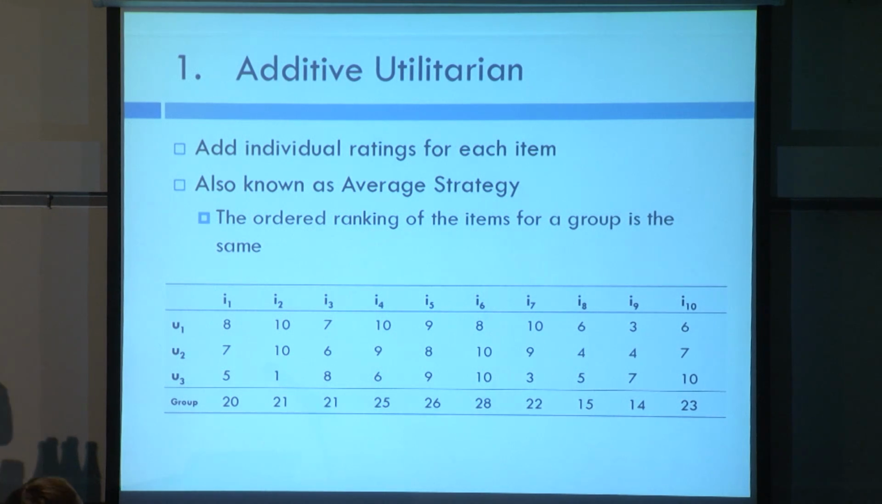The first strategy, which is also the simplest one, is the additive utilitarian strategy, which simply adds the individual ratings for each item, and it is also known as the average strategy, because the ranking of the items for a group is the same. So, as you can see, what this strategy does is sum the individual ratings in order to form a group rating.